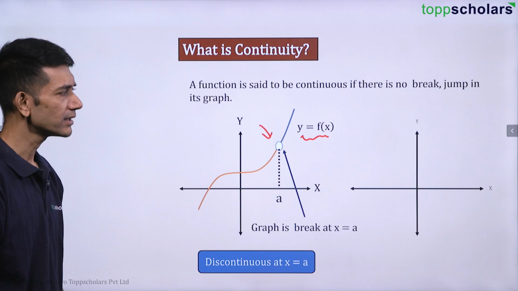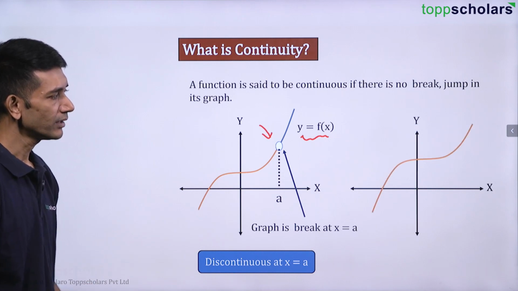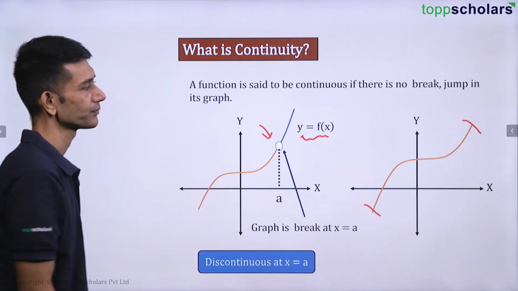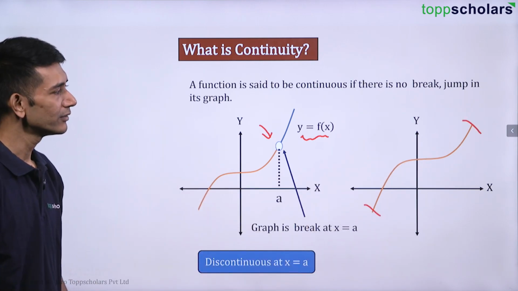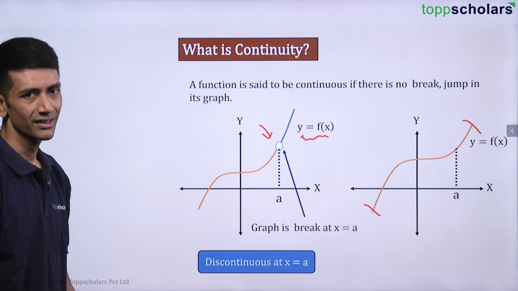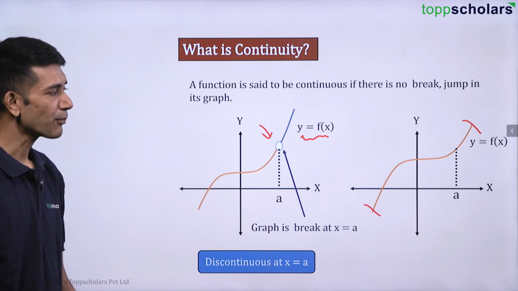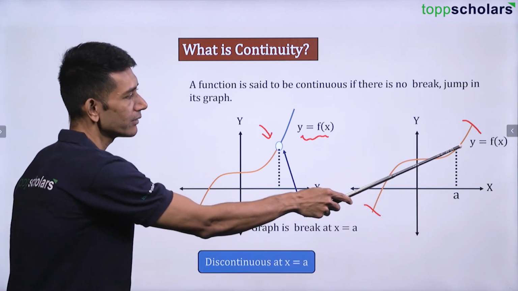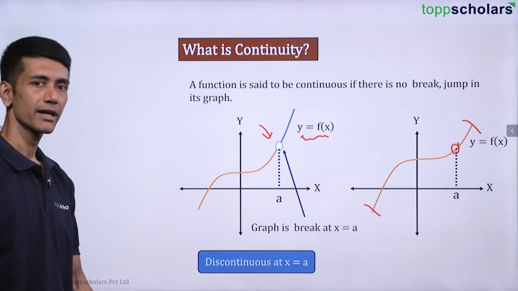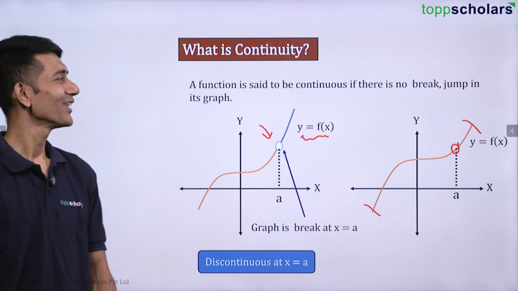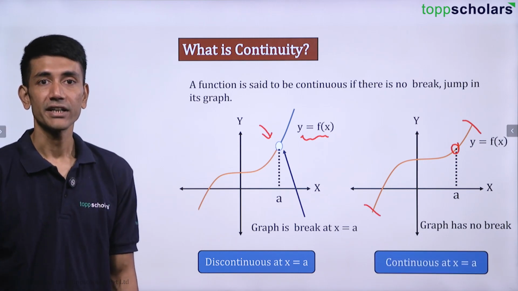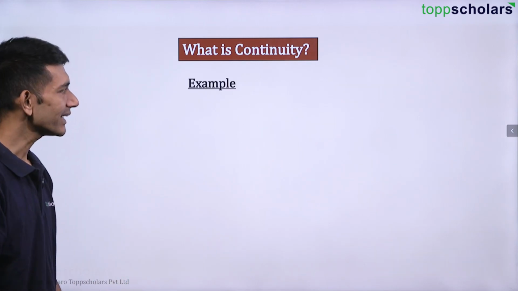But if you have a look at the other graph, now this is a smooth graph, right? From this point to this point, there is no break. So, can I say that this function y is equal to f(x) is continuous? Even if I want to check the continuity at point a, you can see that at point a there is no break here. Since there is no break, we can say that the function is continuous. I hope this part is clear to all of you. Okay, let's continue. So, this graph has no break, and therefore we can say that it is continuous at x is equal to a.